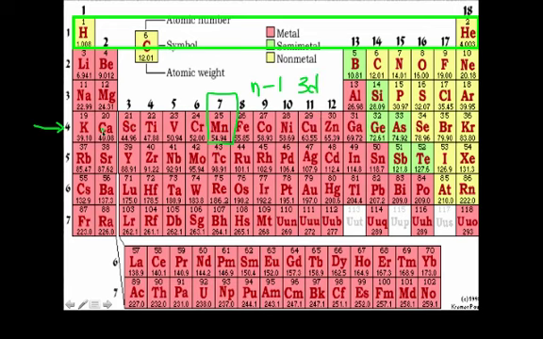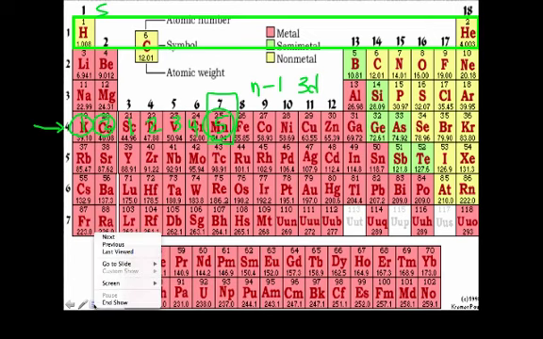Let's count across now. In the 4th level, 1 and 2, so we'll put 2 electrons in the 4s. This is my s block. Then in my d block, let's count across. 1, 2, 3, 4, 5. So I'm going to put 5 arrows in my d block. Oh, this is going to be an interesting one.